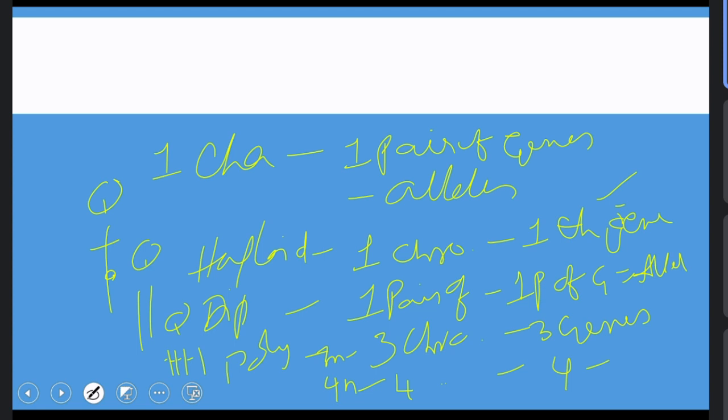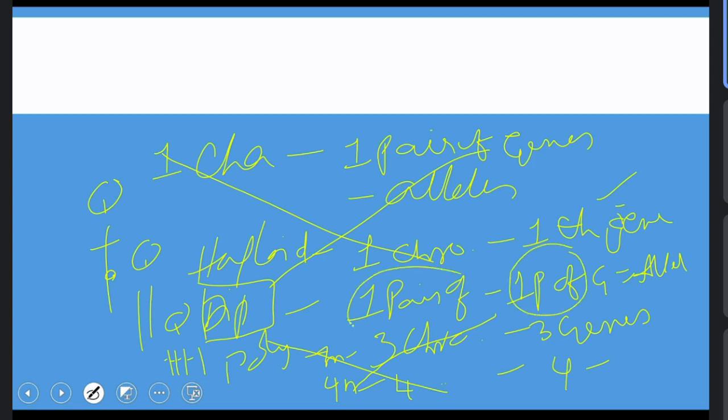But we are speaking about none of the haploids, none of the polyploids. We are speaking about only the diploid individuals. Thus we have one pair of genes for the one pair of traits of a single character, which are called alleles.